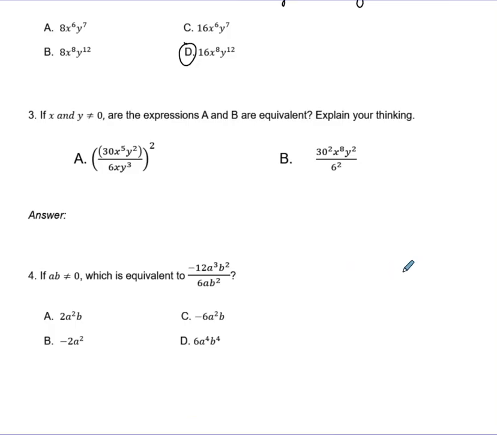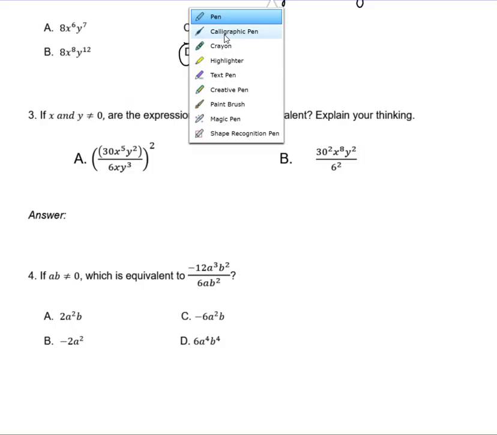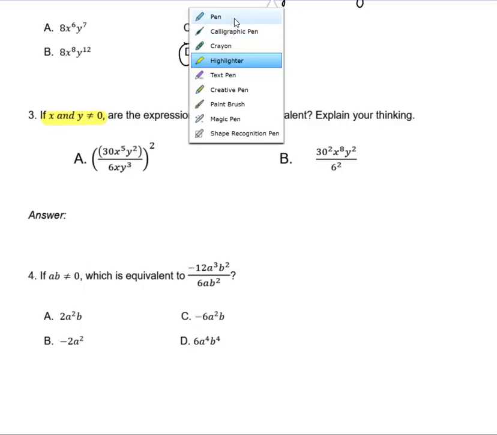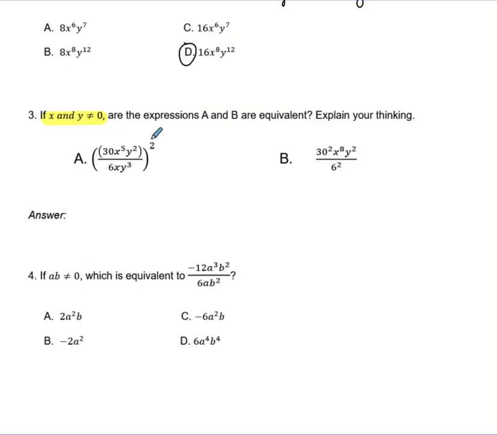All right, here's a question where it's asking us if x and y are not 0. Let me tell you something here. Whenever you see this, x and y not 0, for the purpose of the SOL, just ignore it, okay? Don't worry about it, because sometimes students will plug in 0 or something. Just for the purpose of the SOL, just ignore it, okay?